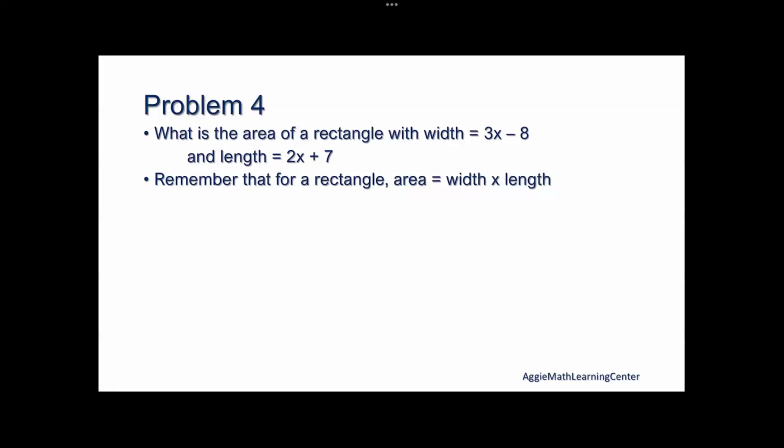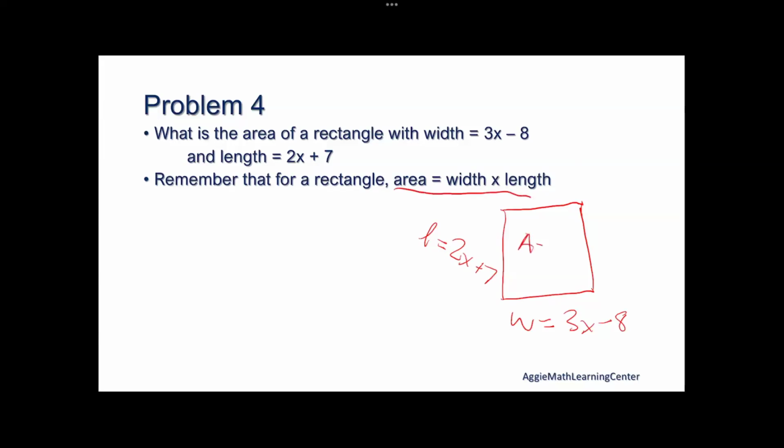All right, so this one is asking what the area of a rectangle with width 3x minus 8 and length 2x plus 7 is. The first thing I like to do on this kind of problem is draw a picture, because I do better when I can visualize it. So we have our rectangle and we'll set the width equal to 3x minus 8 and the length equal to 2x plus 7. And then it gives us the formula for area right here.